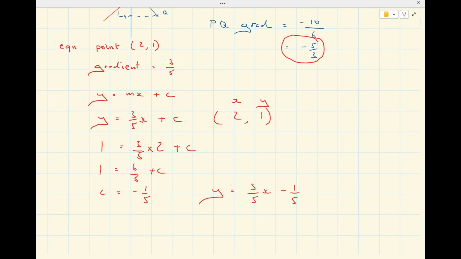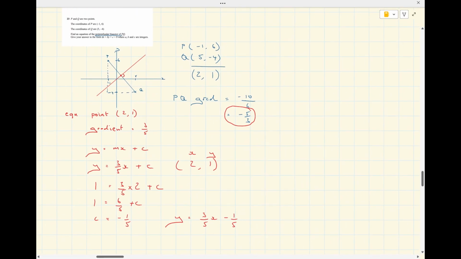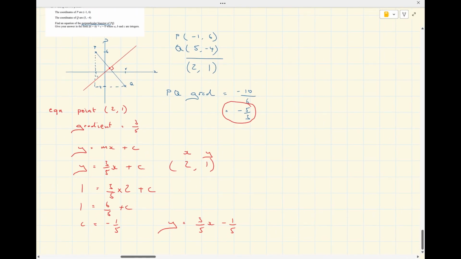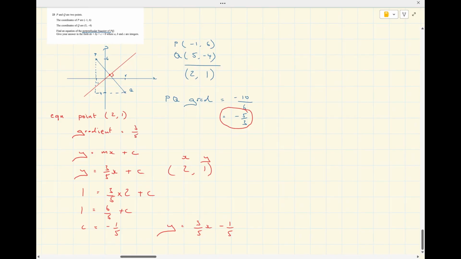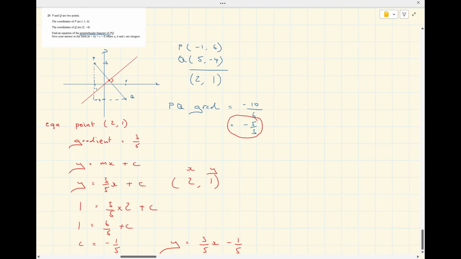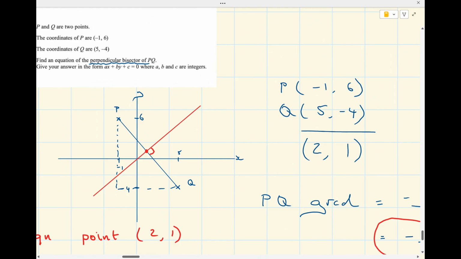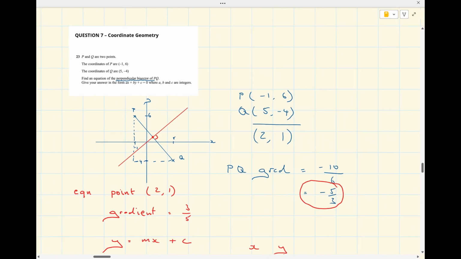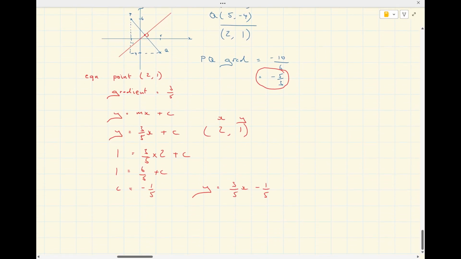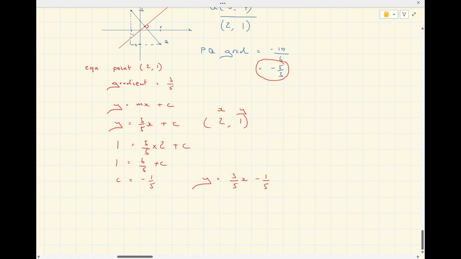Have I done it? Let's have a look at the question. Find an equation of the perpendicular bisector of PQ. Done. Give your answer in the form ax plus by plus c equals 0, where a, b, and c are integers. So I need to have everything on the left, and I need a, b, and c to be integers. So I'm going to multiply everything by 5.